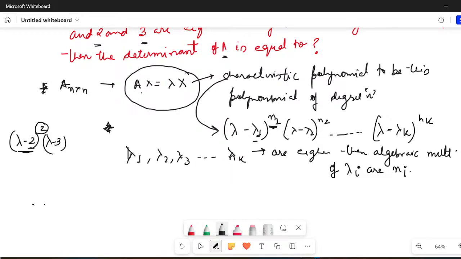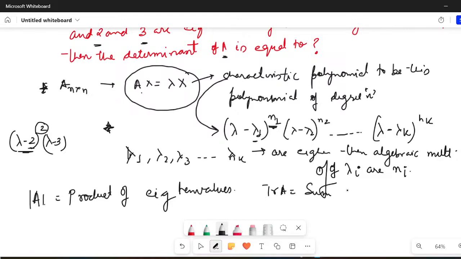So the determinant of A, how to find? I told you yesterday that the determinant of a matrix A is nothing but the product of eigenvalues. And what is the trace of A? Trace of A is the sum of the eigenvalues, if you remember.